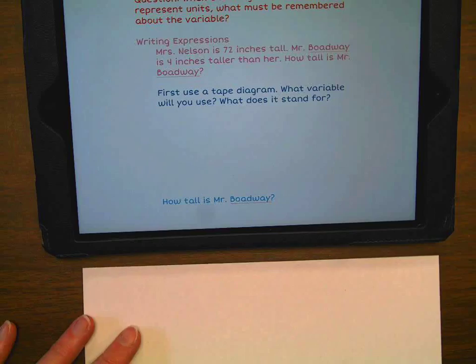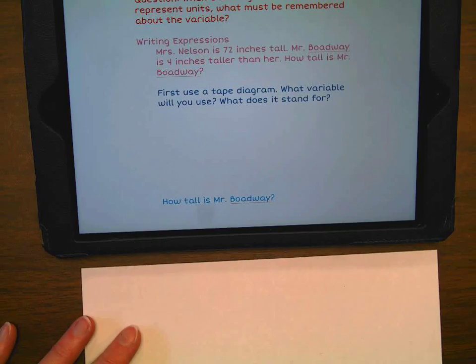So the first thing that I would like you to do, as it says on your notes, is first use a tape diagram. What variable will you use? What does it stand for? So if we're looking at Mrs. Nelson is 72 inches tall. Mr. Bodway is 4 inches taller than her. How tall is Mr. Bodway?